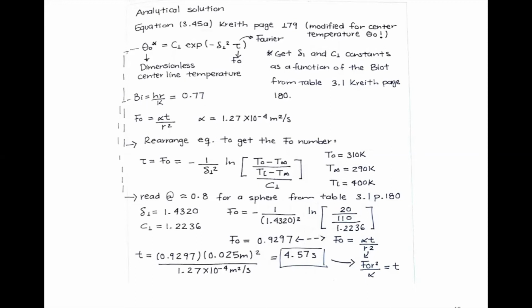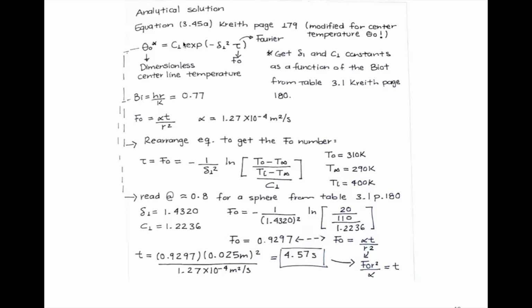Page 179, so if you want to check in your book, you have all these equations ready to use. So you have all the equations for a plane wall, for a cylinder, for a sphere, right? And I'm using, obviously, the sphere equation modified for the center temperature. So as you can see, this theta naught is the dimensionless center line temperature. This tau is the Fourier number, okay?